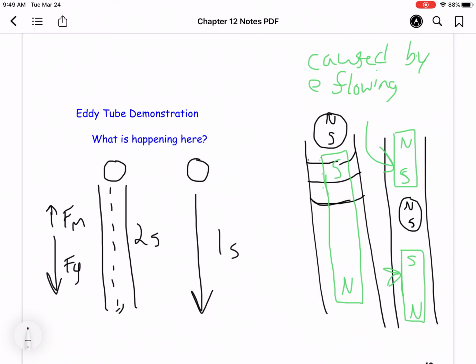And you guys can try this at home. If you have any kind of copper tube around at all, and you have a magnet, any kind of magnet will actually work, you just might not notice it as well. If you drop the magnet through the copper tube or any kind of conducting tube, it should slow down, right? It's a very interesting phenomenon.